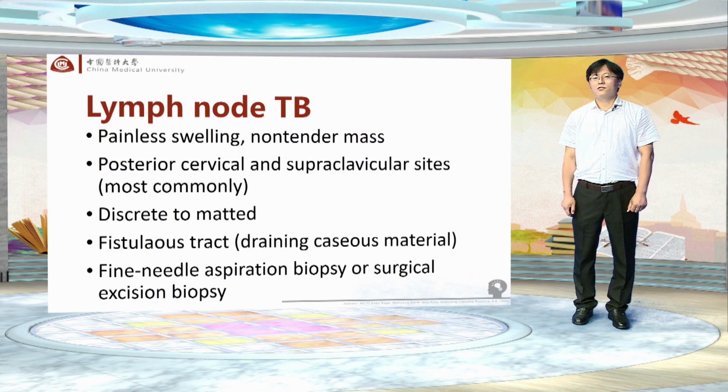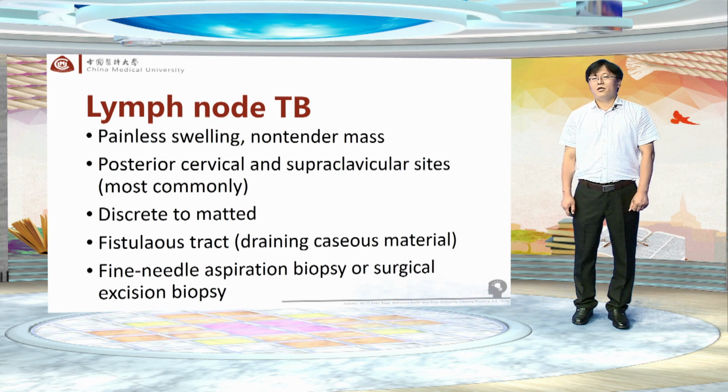For lymph node tuberculosis, usually there is a painless swelling and non-tender mass. Most commonly it happens in posterior cervical and supraclavicular sites. They can be discrete or they can be matted. They can form a fistulous tract, which can drain the caseating material in the lymph node of tuberculosis.